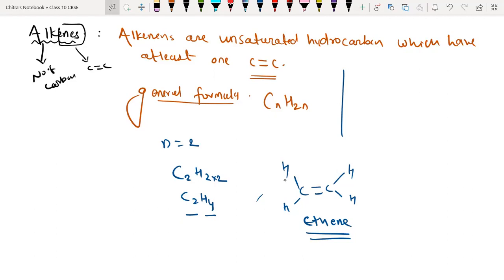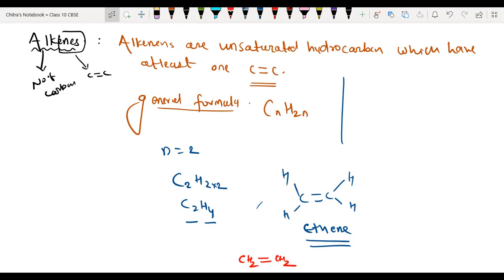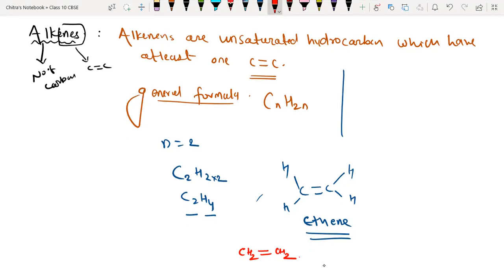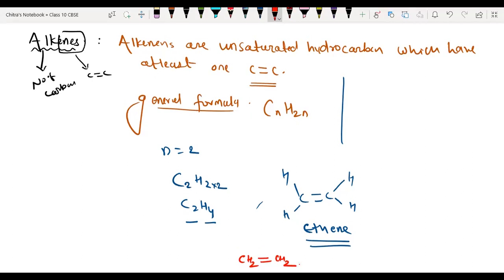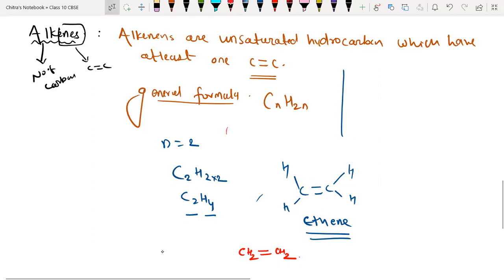If you want to represent, you can represent CH2 like this. It is ethene. Polythene is formed by many molecules of ethene. So this is ethene, or this is the molecular formula. This is dash structure. This is linear structure.